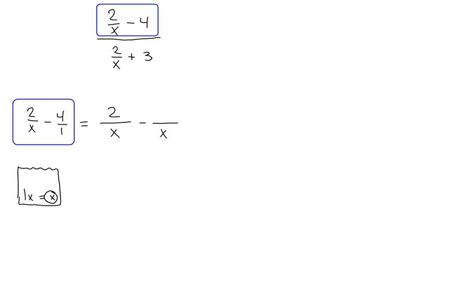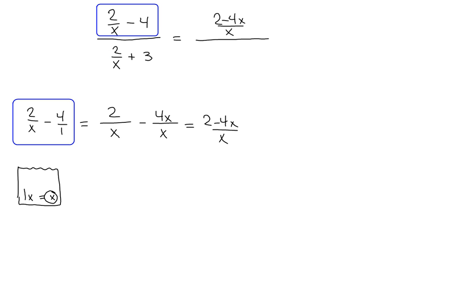This was already over x, so that didn't change. What does this guy become? 4x over x, right? We multiply the bottom by x, we have to multiply the top by x. So this is now, when I put these together, 2 minus 4x over x. Is everyone okay with that? Now, can we do more with that? Yeah, actually we can. What can we do to the top? We can take out a GCF of 2. We're going to do that later, but right now we're going to leave it the way it is. Is everybody with me so far?